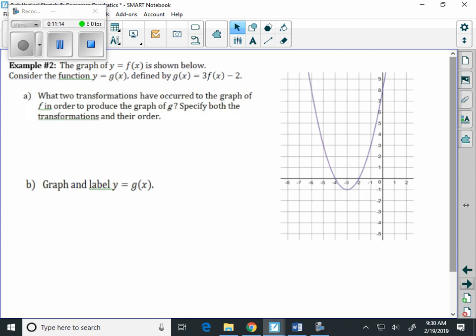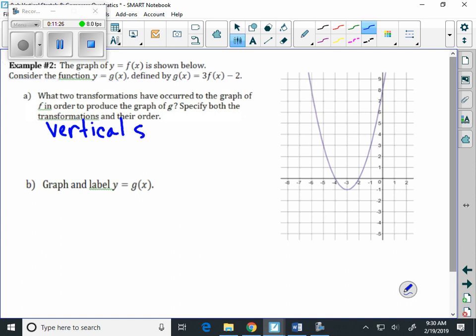The first transformation is coming from the fact that we have a 3 out in front of the function. It's outside the function. That's going to be a vertical stretch. And I'll put a 1 by that. So that's going to be the first one. Minus 2 is our second transformation. It's also outside the function. And it means that we're going to go down 2.